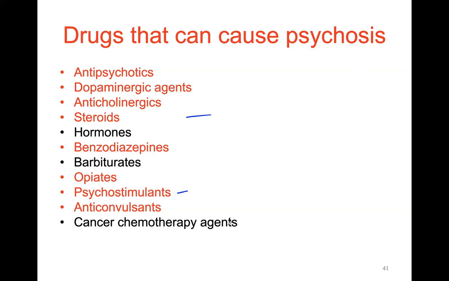We also see psychosis occurring with some of the cancer chemotherapy agents. A lot of people, when they think of chemotherapy, think of chemobrain, and that tends to be a clouding. But we do see sometimes individuals may actually suffer from psychosis and things like that.